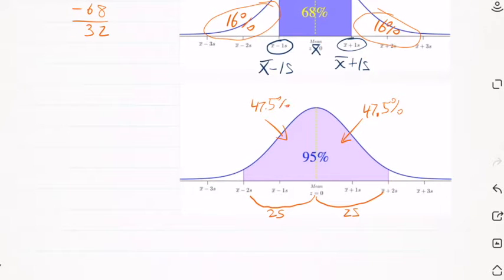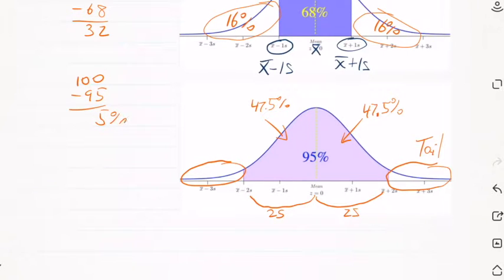And these are called tails, by the way. So this is a tail. In the tails, what's going to be left is a split of 5%. Because if you do 100 minus 95, you're left with 5%. But that's 5% to the left and the right at the same time. So you have to cut that in half. So you get 2.5% down here and 2.5% here.